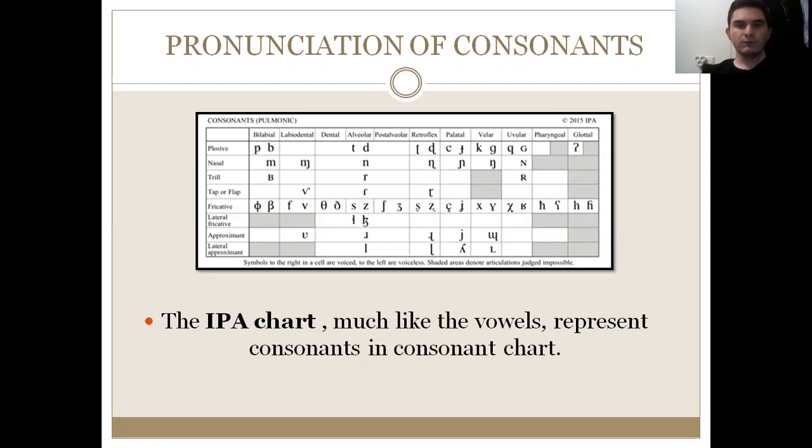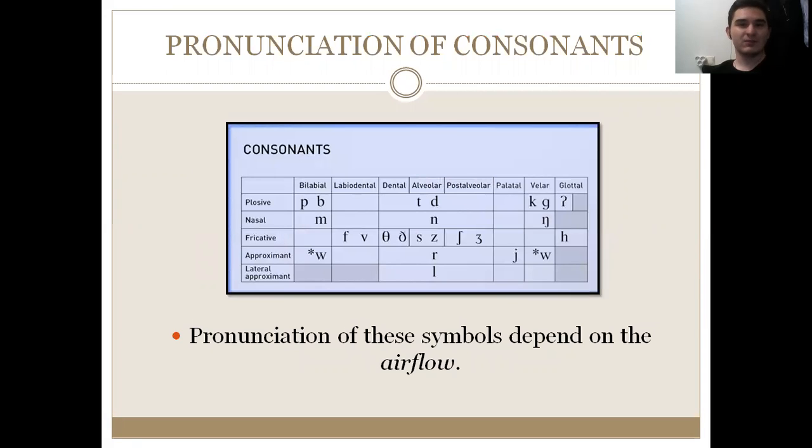Thank God, I guess, English has a much lower amount of consonants. As you can see, there's a lot less than the whole chart. So we have things like plosive, nasal, fricative, approximant, and lateral approximant consonants.